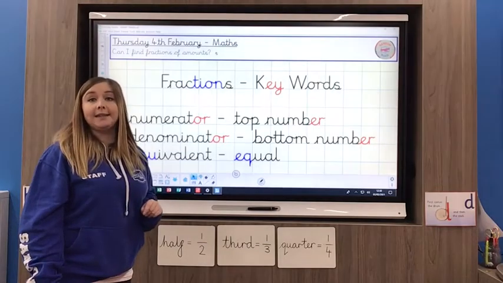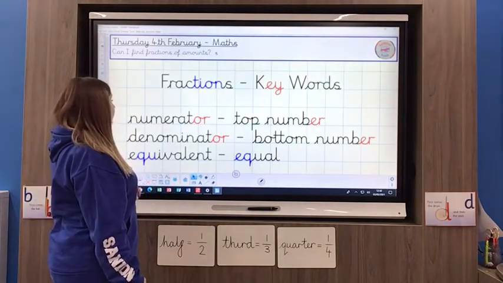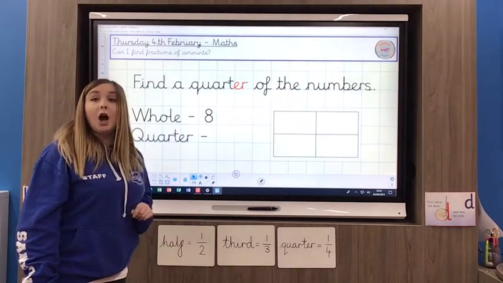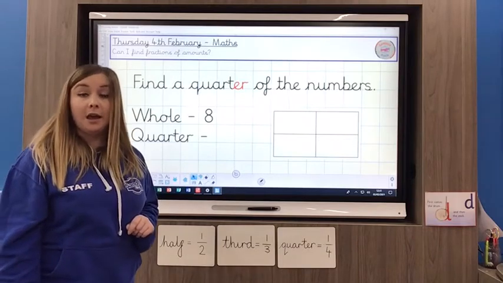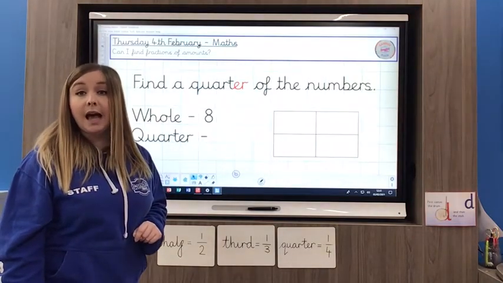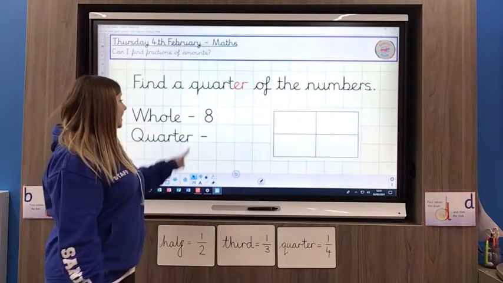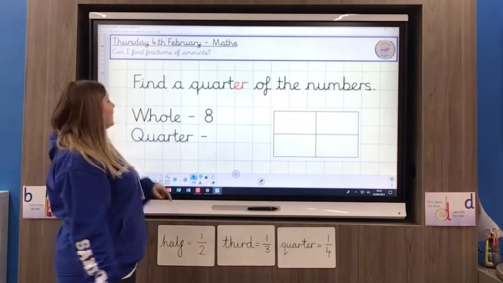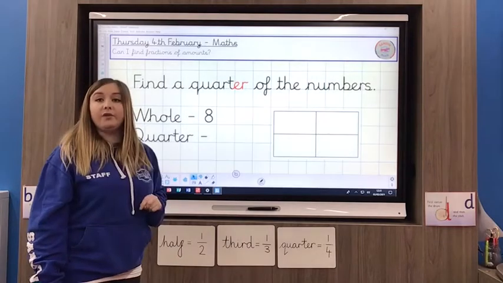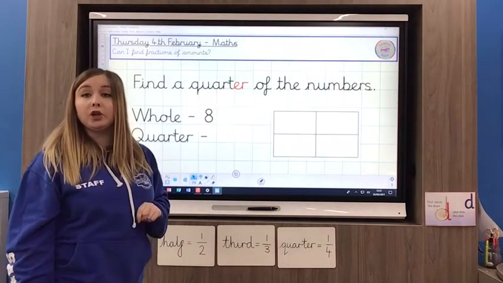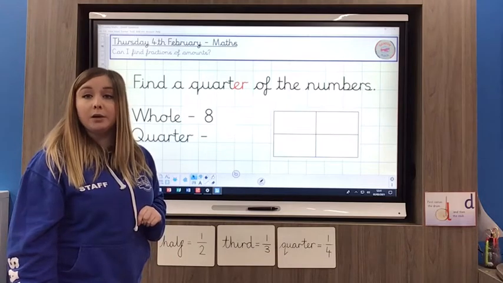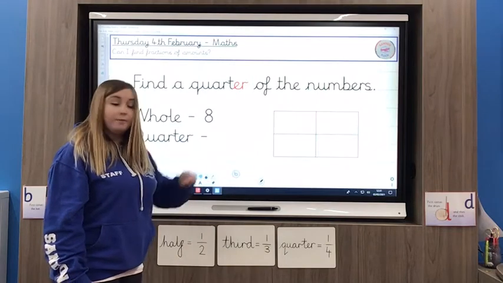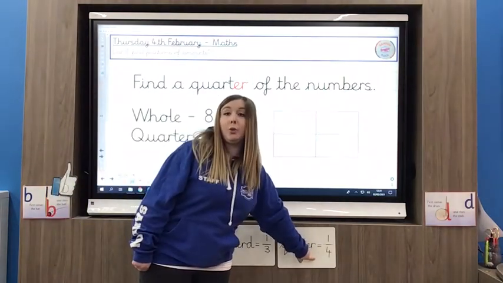Okay, so today's learning then, year 4. It says, can I find fractions of amounts? And we had a go at this yesterday. But yesterday we used pictures to help us to find fractions of amounts, and today we're going to be using numbers instead. So it says find a quarter of the numbers. Now when we're finding a quarter, how many will the whole be split into? You might want to use my clues down here to help you. So it would be split into 4.